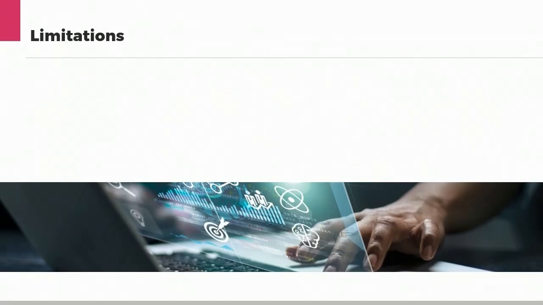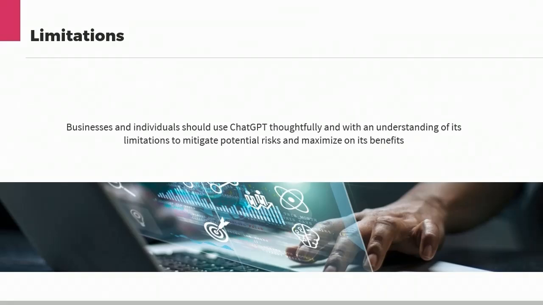Generative AI models such as ChatGPT can generate impressive outputs. They are not infallible. The models can sometimes generate incorrect or false information, which necessitates human oversight and validation. Businesses and individuals should therefore use ChatGPT thoughtfully and with an understanding of its limitations to mitigate potential risks and maximize on its benefits. Let's now explore the limitations of ChatGPT in more detail.